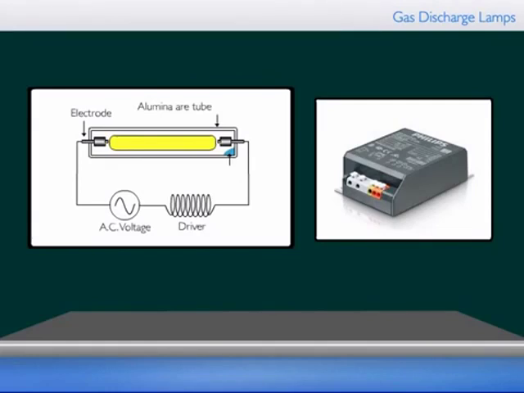In today's electronic gears, extra functions are integrated that offer energy saving and the possibility of dimming the lamp.